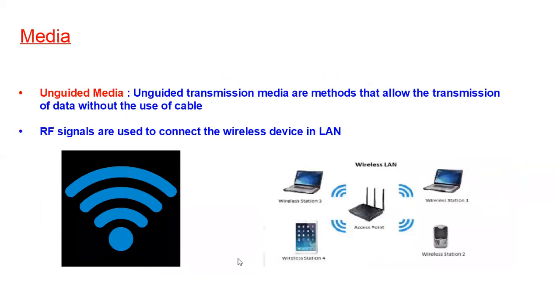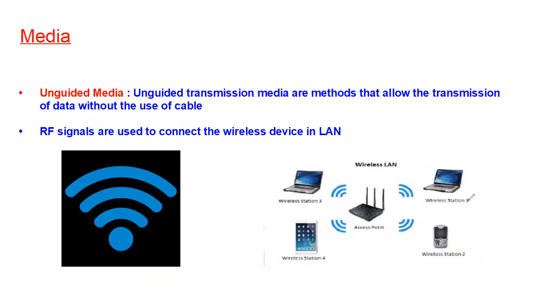Then we have unguided media. What is the meaning of unguided media? Unguided transmission media are methods that allow transmission of data without the use of cable. Unguided media is nothing but wireless connectivity, where you will use RF signals to transmit your data from one device to another device.